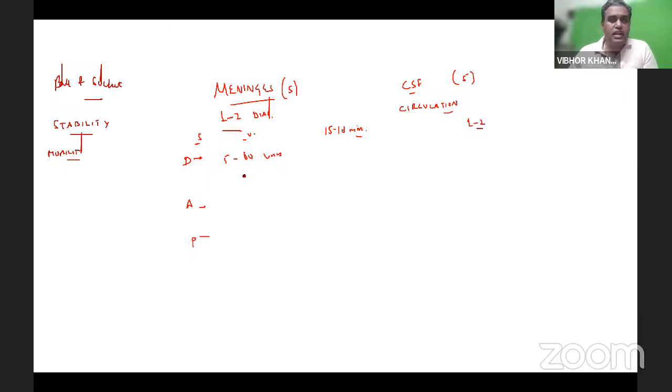What is their function? Where are they located? What do they do? Arachnoid mater, pia mater. Talk about subarachnoid space. Talk about subarachnoid space, because ultimately you have to tell about the CSF circulation also. So this way you should devote the time.